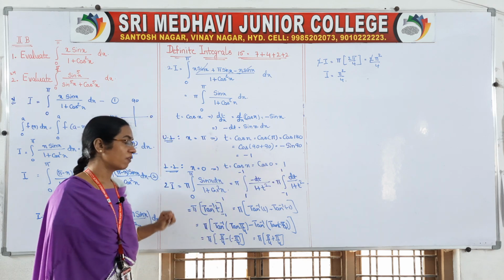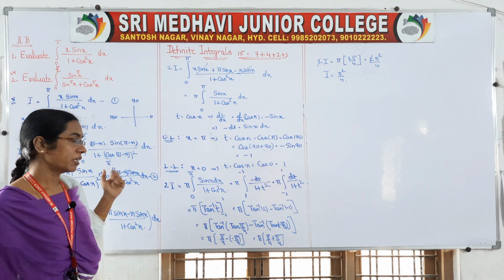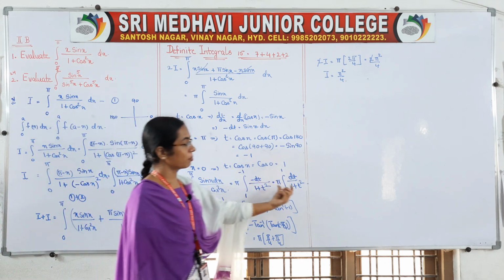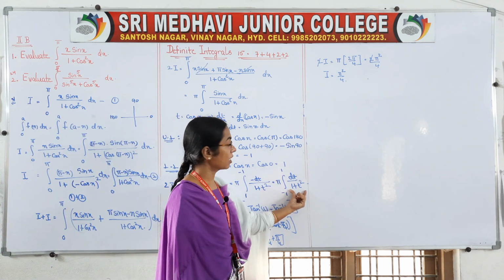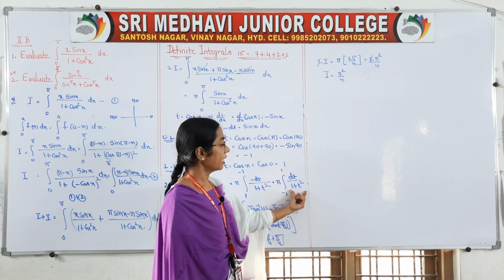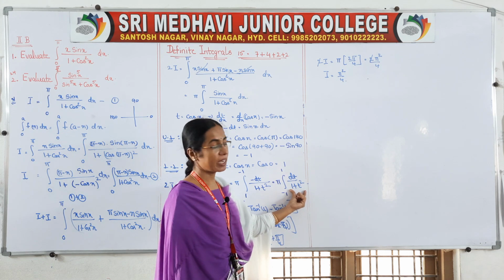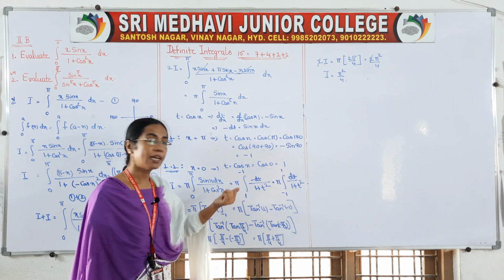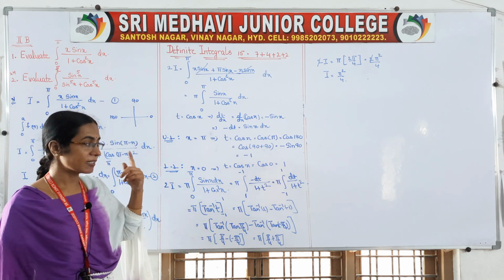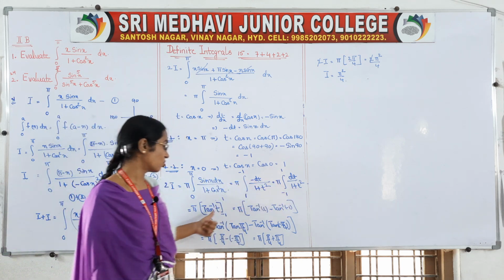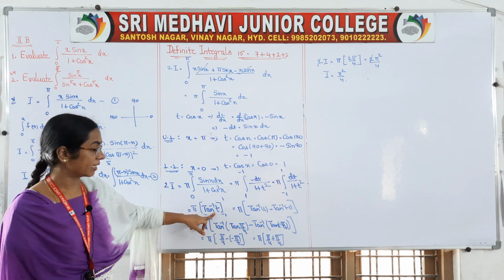We got it. Once we got it, substitute. You will get one standard formula form. This is one standard formula form in integral: 1 by 1 plus x square. Integral 1 by 1 plus x square is tan inverse x. That is the standard form. Here t is there, so you will get tan inverse t.